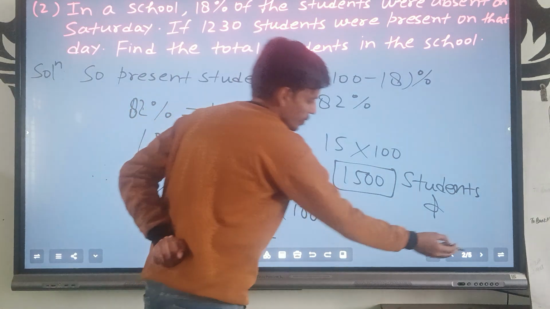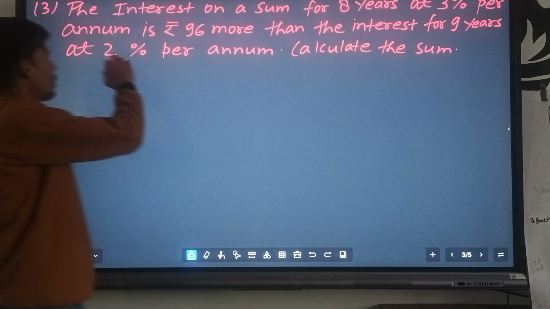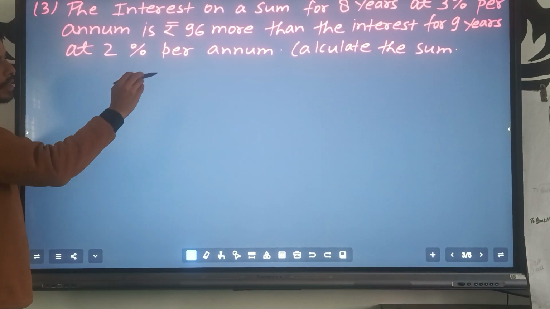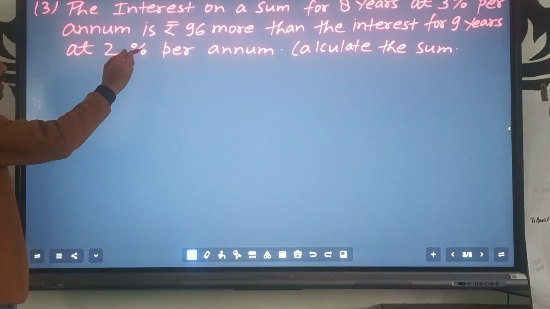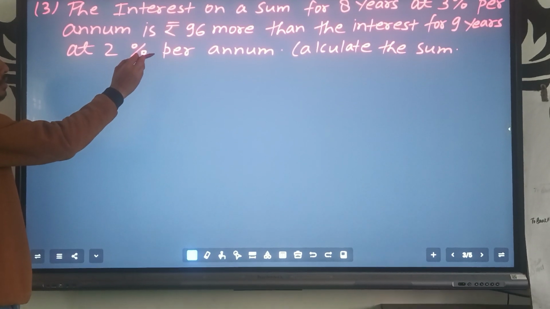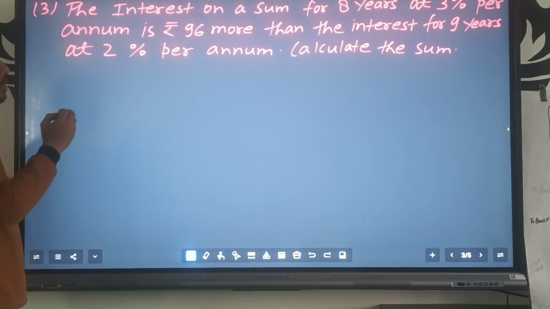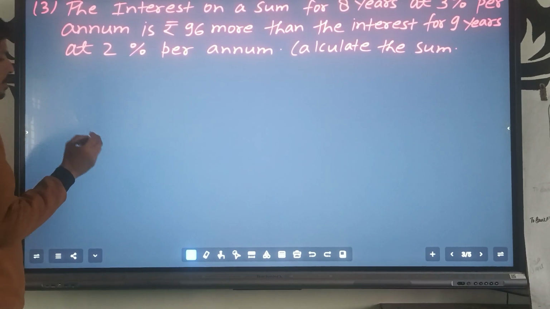Now our third question. The interest on a sum for 8 years at 3% per annum is rupees 96 more than the interest for 9 years at 2% per annum. Calculate the sum.